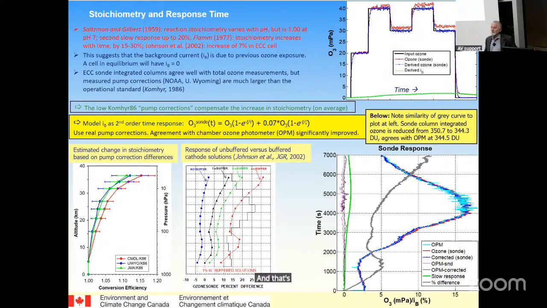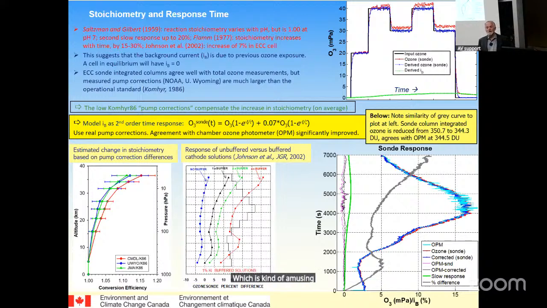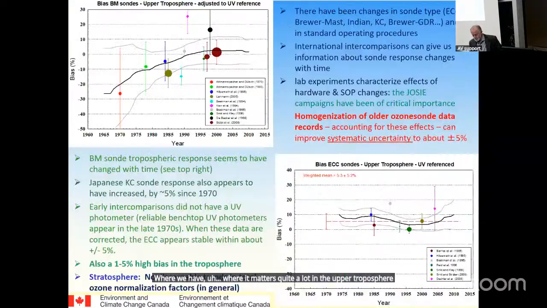And that's led to a lot of understanding about how the instruments work. I don't think I have time to go into this in detail, but I mentioned side reactions. There are slow time constants which seem to be related to the production of hydrogen peroxide through a side reaction, which is kind of amusing because that's what Schoenbein called ant-ozone. So in a way, ant-ozone is messing us up, especially in the upper troposphere, where ozone concentrations are low and it matters quite a lot.